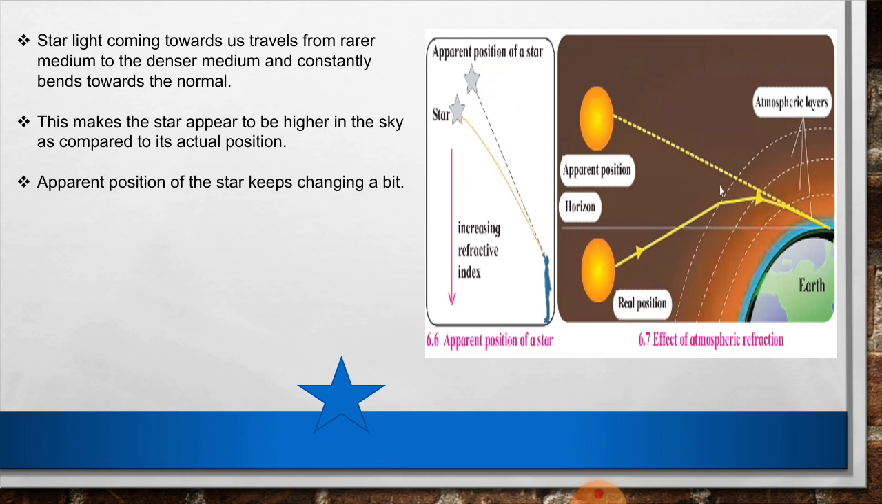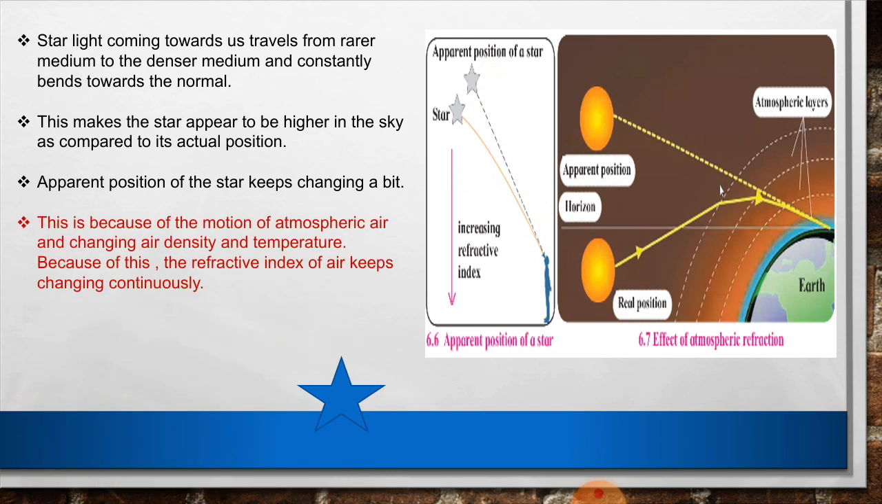Okay, so the apparent position of the star keeps changing a bit. This is because of the motion of atmospheric air and the changing air density and temperature. Because the air density and temperature change, there should be changes in the apparent position of the star.